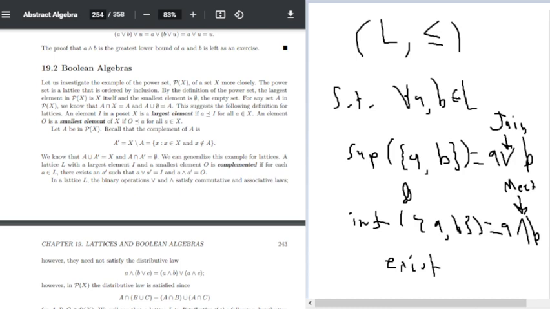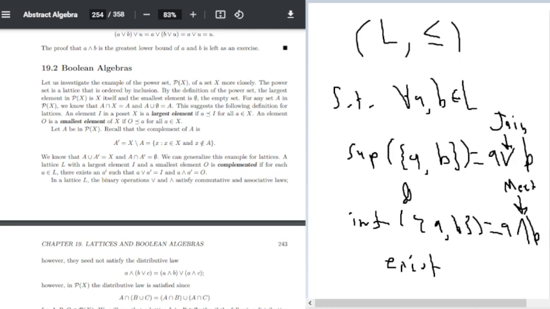For any set A in P(X), we know that A intersected with X is equal to A, and A union the empty set is equal to A. This is just the following definition for lattices. An element I in a poset X is the largest element if A is less than or equal to I for all A in X. An element O is the smallest element of X if O is less than or equal to A for all A in X.